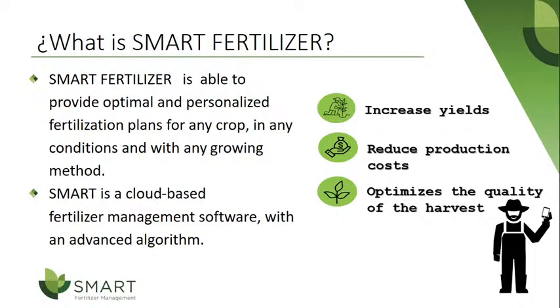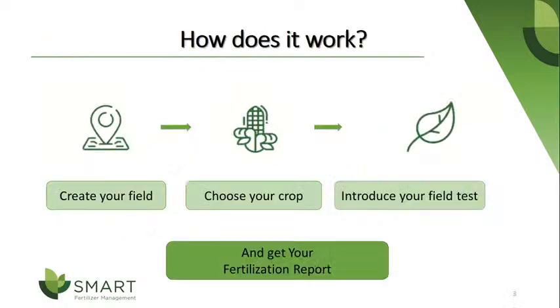So this is going to help us to increase the yields, to reduce the production cost, and optimize the quality of the harvest. All this because the software can give us the exact amount of fertilizer that we need to apply in our crop. How does it work? It's very simple. The first thing we need to do is create our field. After, we can choose our crop, introduce our field test, and we will get our fertilization report.